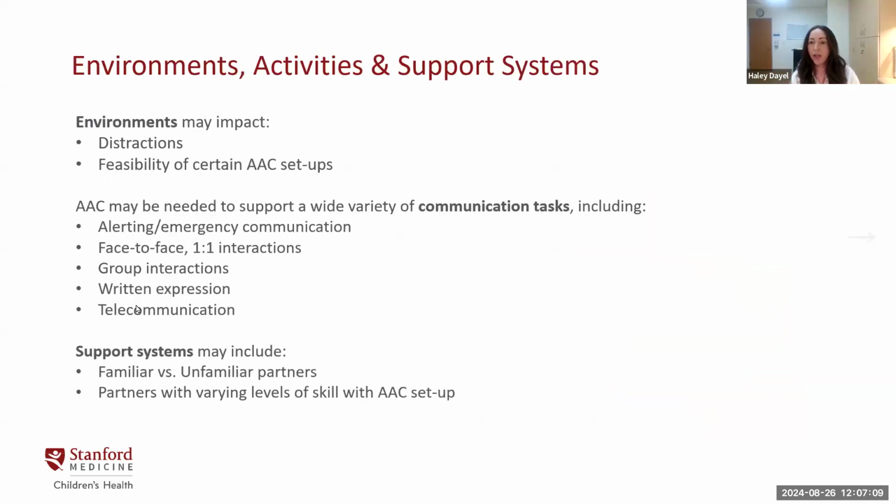We also need to define access needs in relation to the environments where the person is going to spend time, the activities that they participate in, and the support systems that they have available at different times. Different environments may present different levels of distraction, and the environment could also impact the feasibility of certain AAC setups. For example, direct sunlight can affect accuracy of eye tracking. And access might also look different for a person when they're lying supine in bed versus when they're seated up in their wheelchair.